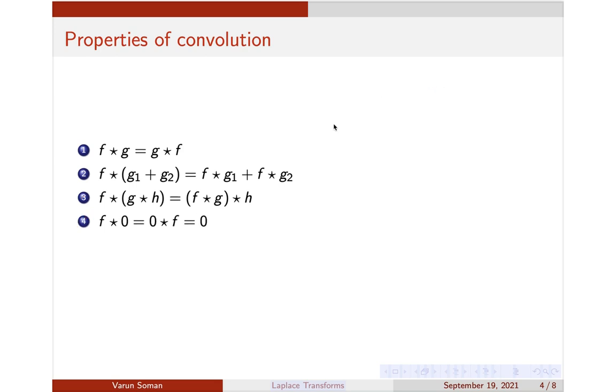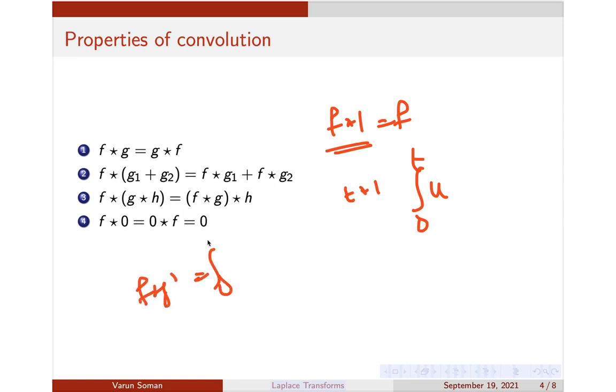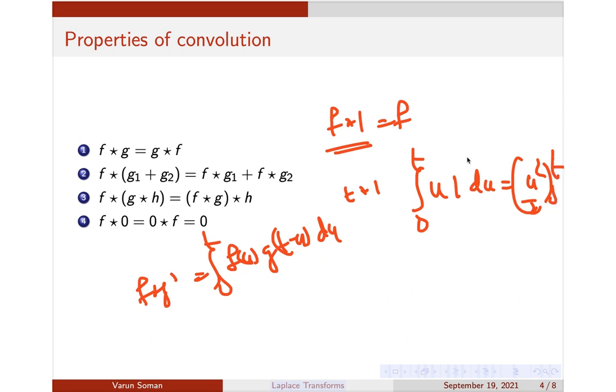And what can you tell about f star 1? What is the value of f star 1? Is it f? Let us try to find it. What is the value of t star 1? Remember the definition, f star g is the integral from 0 to t of f of u g of t minus u du. This will simply be the integral from 0 to t of u into 1 du, which is u square by 2 in the limit 0 to t, that is t square by 2. So t star 1 is t square by 2.